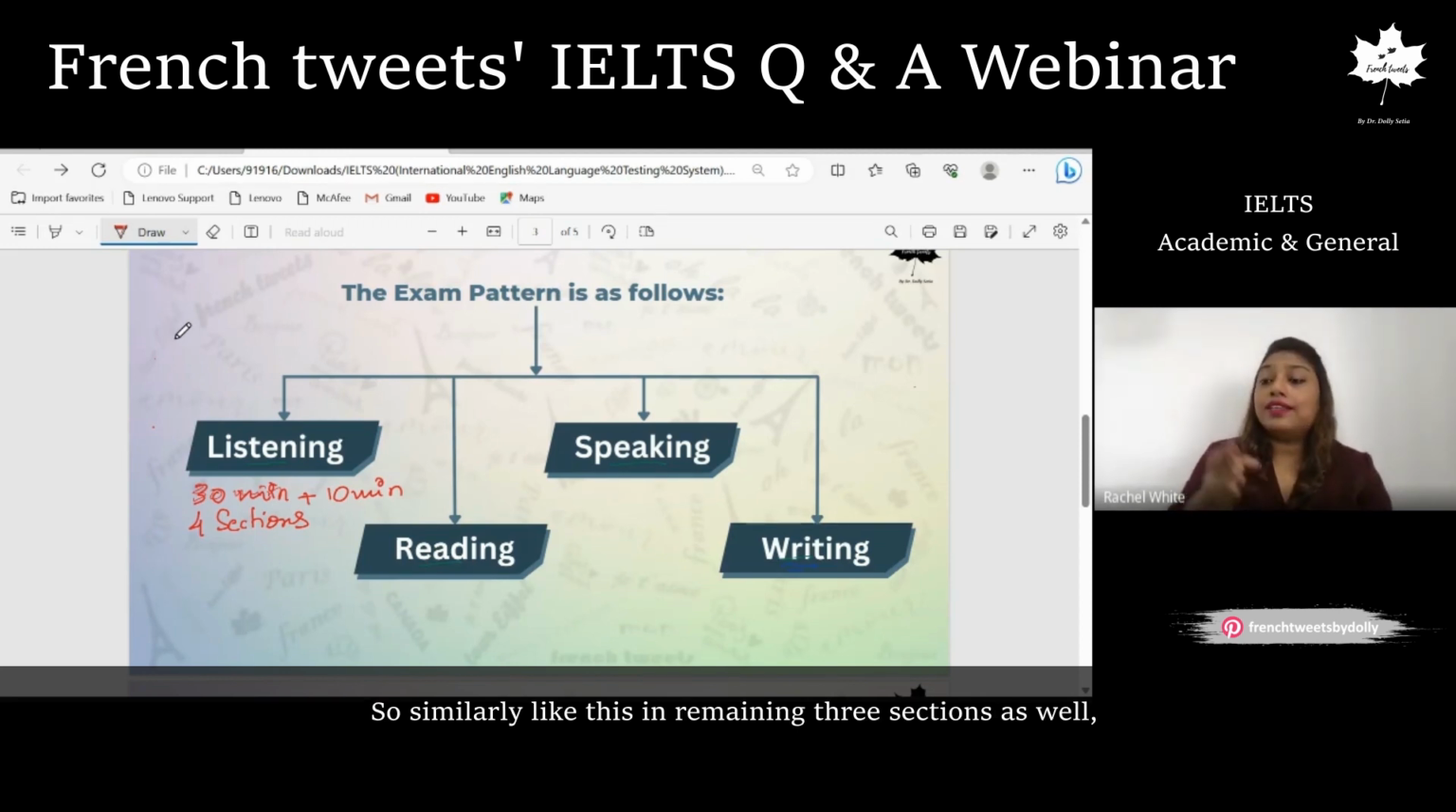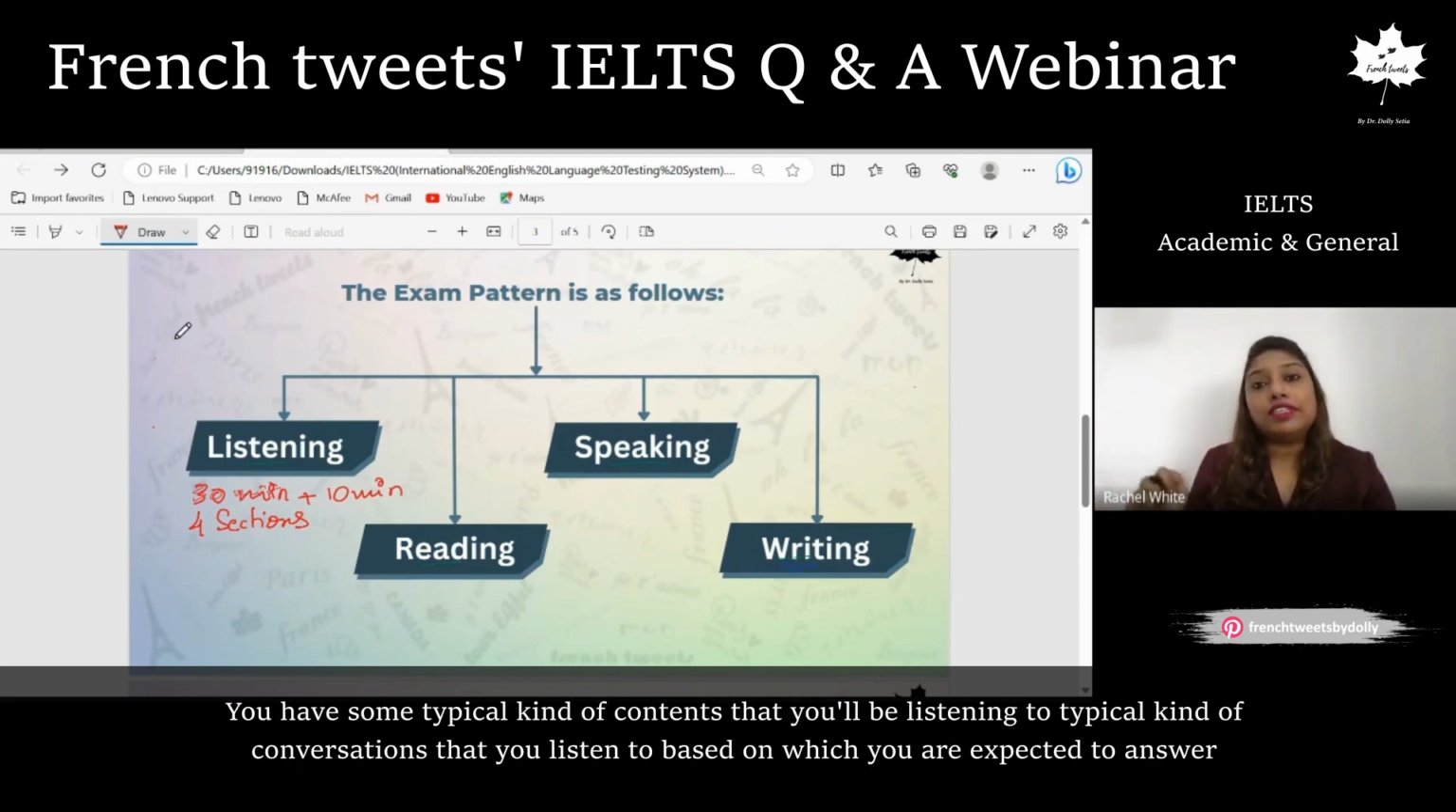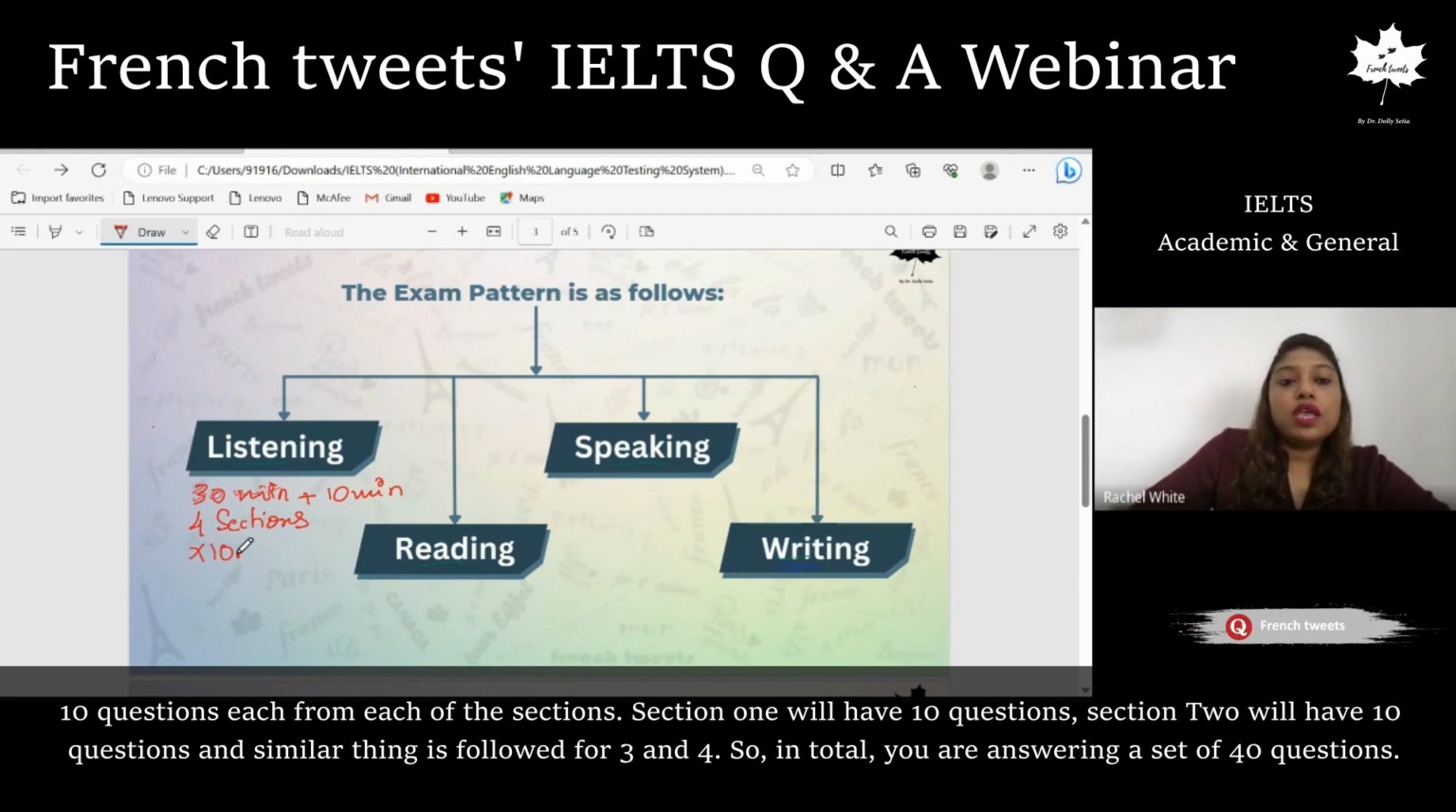So similarly, like this, the remaining 3 sections as well have some typical kind of content that you'll be listening to, typical kind of conversations that you'll be listening to, based on which you are expected to answer 10 questions each for each of the sections, right? So section 1 will have 10 questions, section 2 will have 10 questions, and similar thing is followed for 3 and 4. So in total, you are answering a set of 40 questions.